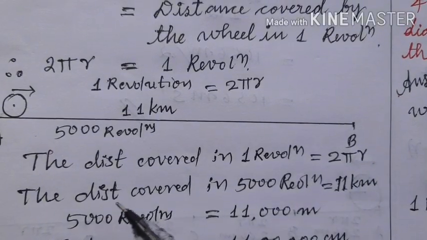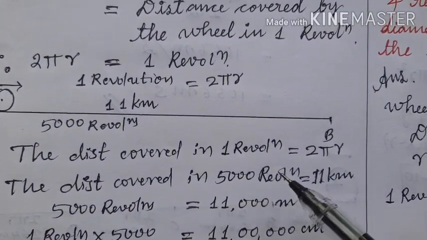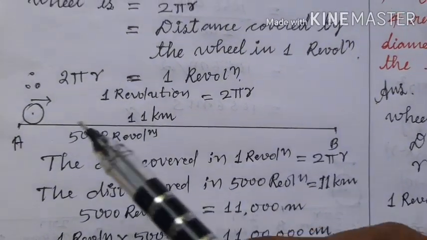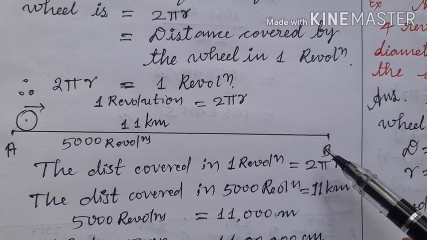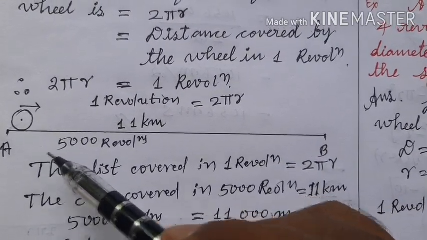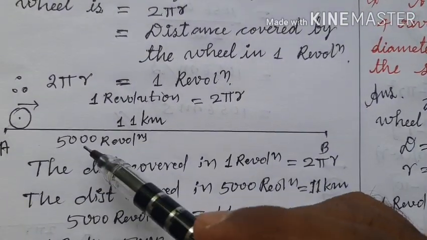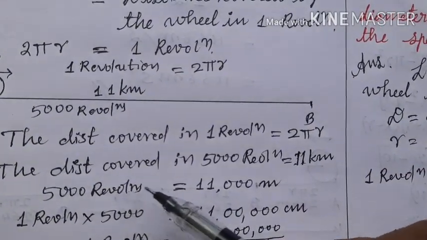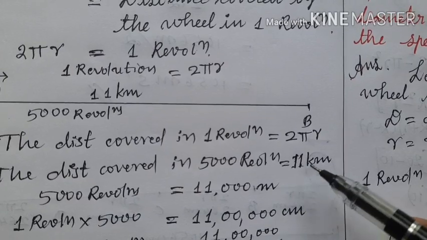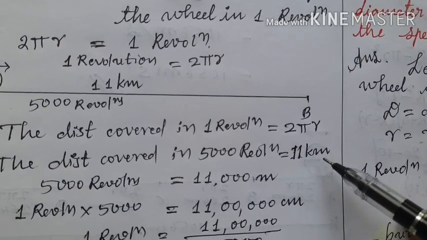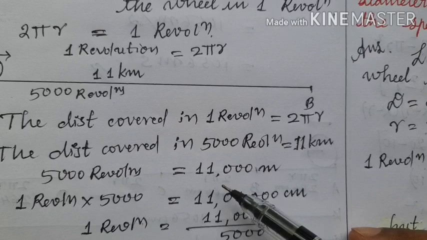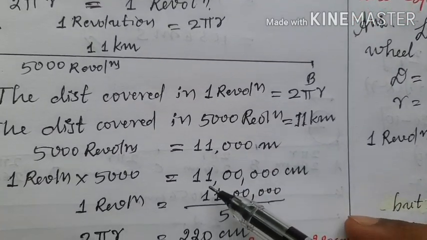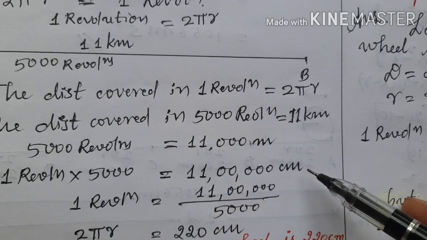So the distance covered in 5,000 revolutions is equal to 11 kilometer. See the diagram. AB is 11 kilometer, and in moving 11 kilometer the wheel makes 5,000 revolutions. That is why 5,000 revolutions is equal to 11 kilometer. So 11 kilometer is equal to 11,000 meters, and 11,000 meters is equal to 11 lakh centimeter.